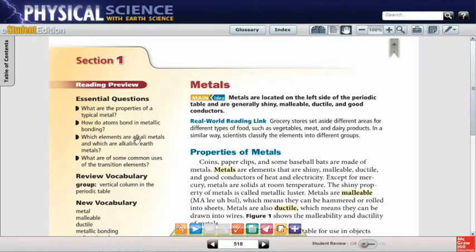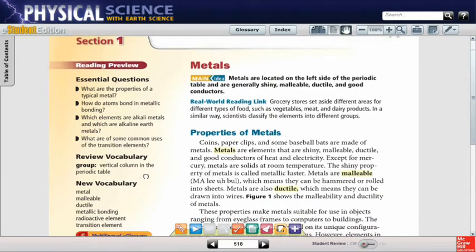Next question. Which elements are alkali metals and which are alkaline earth metals? And what are some of the common uses of transition metals? Okay, just a little review. Remember, a group is the vertical column in the periodic table. That's the column going up and down.